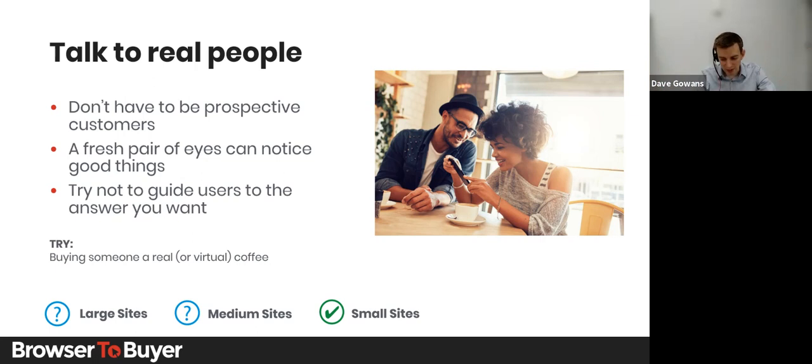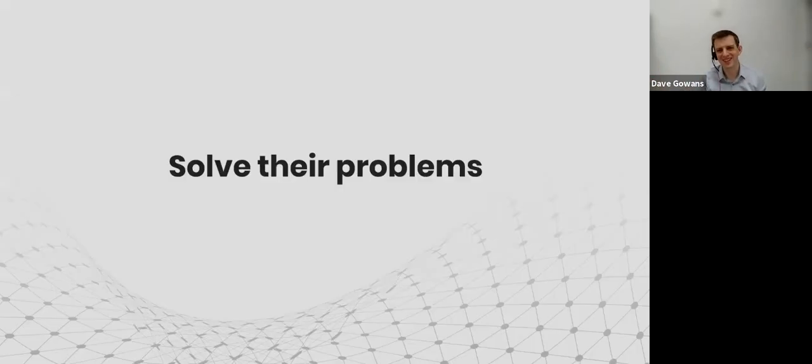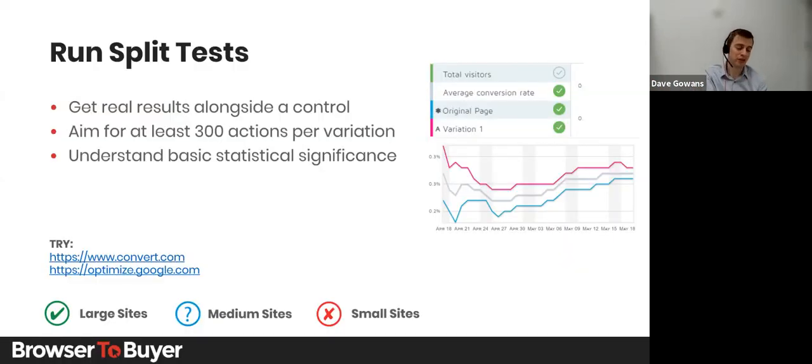When it comes to solving the problems, and I know that we're running a little short on time, so I won't spend too long in this area. But when it comes to solving the problems, you've got different tools and techniques as well. Split testing, A/B testing is my go-to method for a large site. Tools like Convert, Google Optimize. If you're running a split test, you probably want to be aiming for a minimum of around 300 conversions in each of your variations. So if you're doing an A/B test, that's 300 in each, 600.